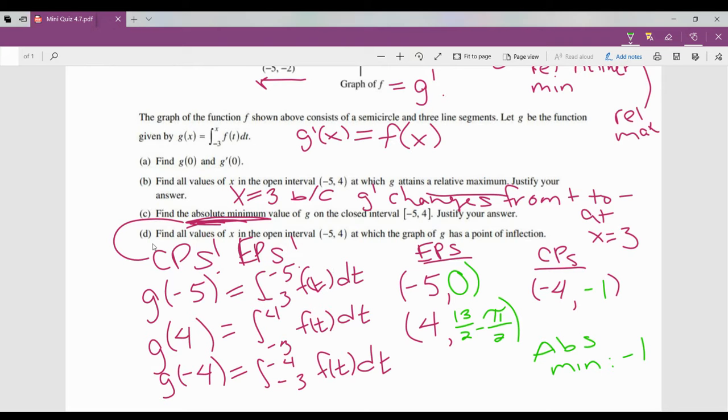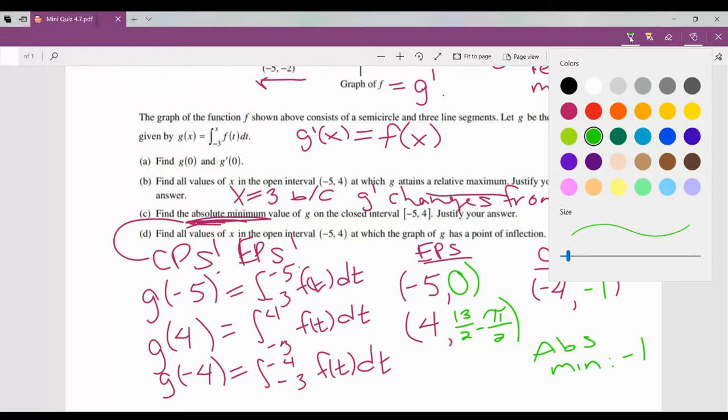All right, last one, find all of the x values in the open interval at which the graph of G has a point of inflection.